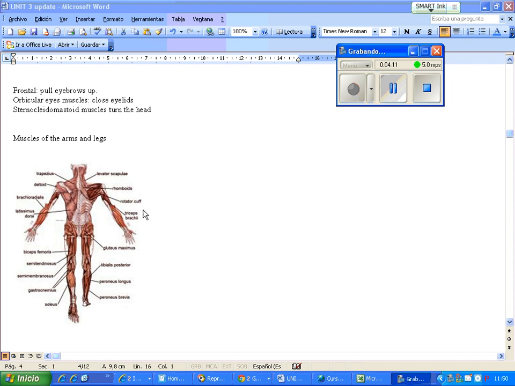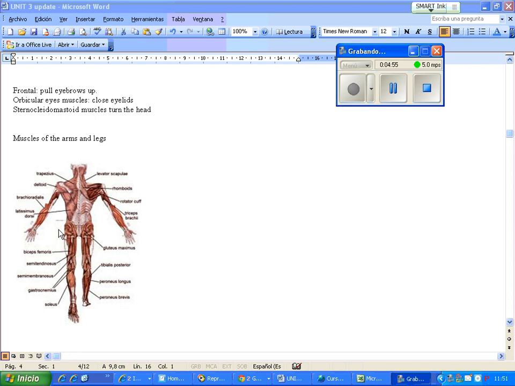The muscles of the trunk involve the trapezius, the pectoral, the deltoid, the abdominal, and the oblique here. The muscles of the arms and legs involve the deltoid. So when the deltoid contracts, it pulls up the arm at the shoulder. The triceps here on the bottom. When the triceps contracts, it extends and straightens the arm. This arm is straight. The gluteal muscles in the back here.